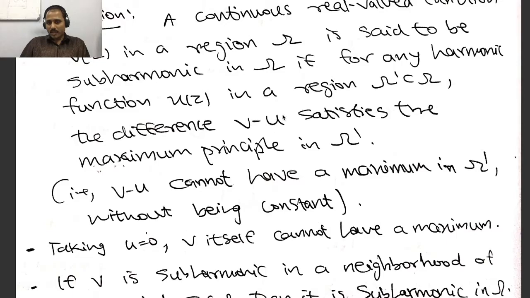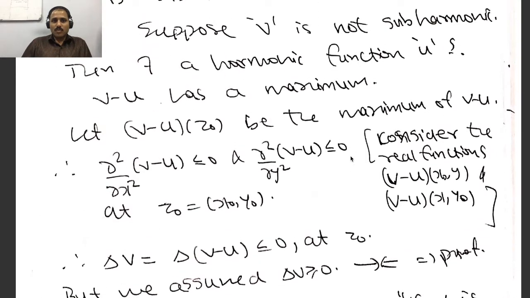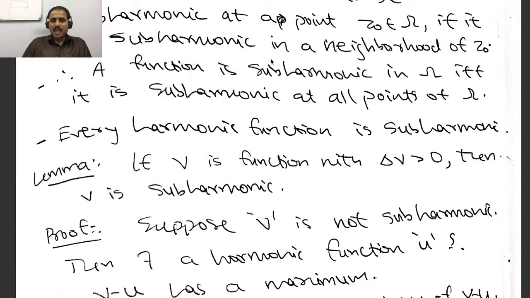So this is the definition of a subharmonic function. We will see some properties immediately. This should happen for every u. So taking u equal to 0, it tells you that v itself cannot have a maximum. If v is subharmonic in a neighborhood of each point z belonging to omega, then it is subharmonic in omega. The proof is very trivial. A function is said to be subharmonic at a point z naught in omega if it is subharmonic in a neighborhood of z naught. And very easily we can see that a function is subharmonic in omega if and only if it is subharmonic at each point in omega.